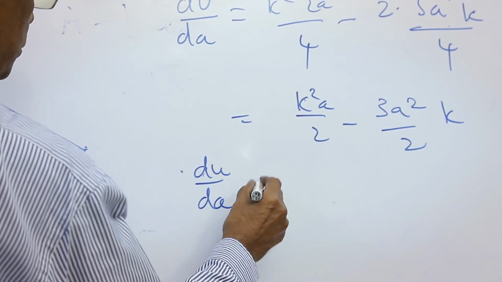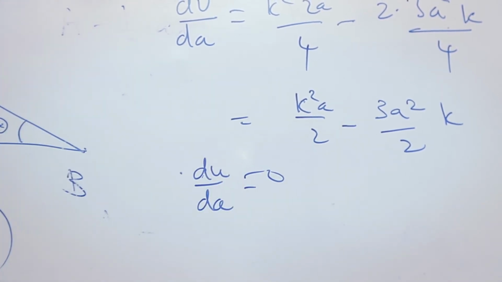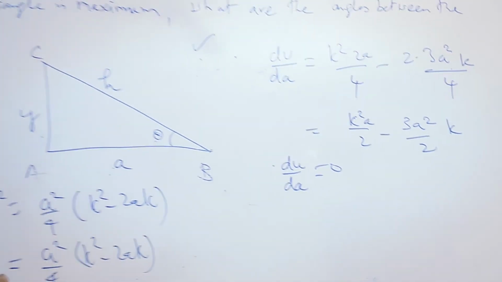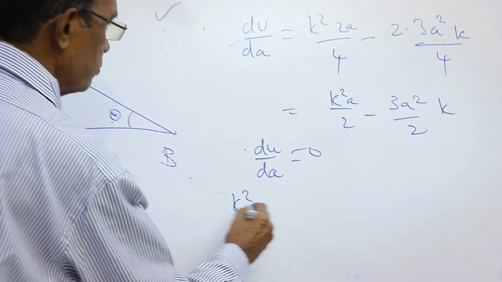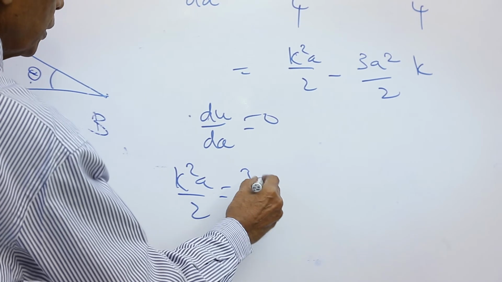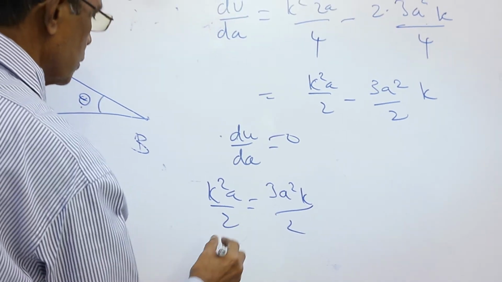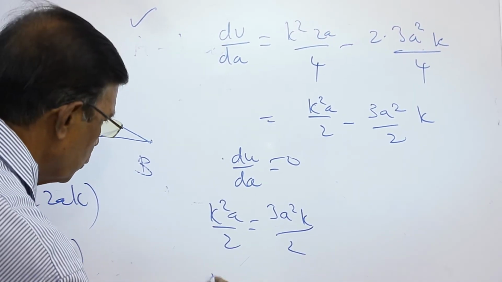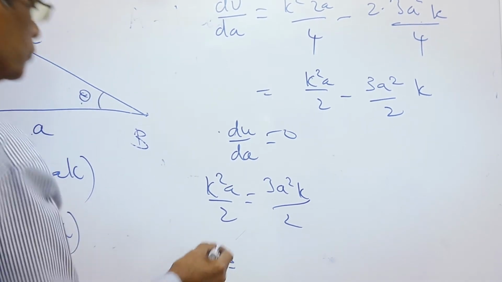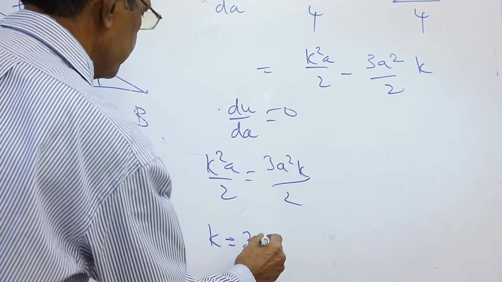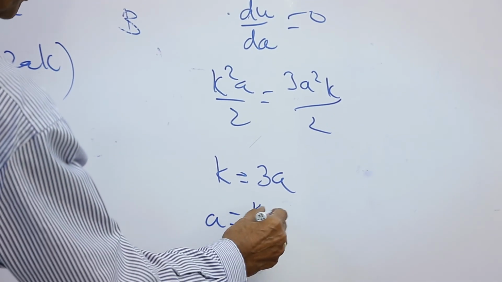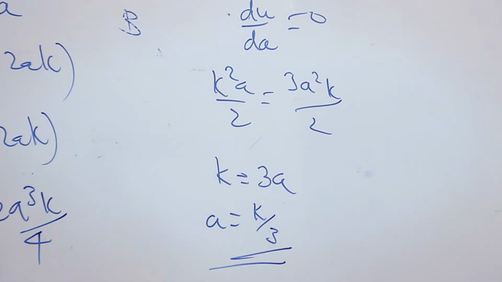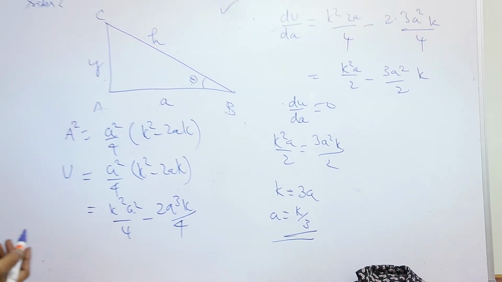As I told you, I explained in the last problem, we take the differentiation du by da equal to 0. So your k squared a by 2 equals 3a squared k by 2, that is equal to, what happens, your k equals 3a, isn't it? So a equals k by 3.